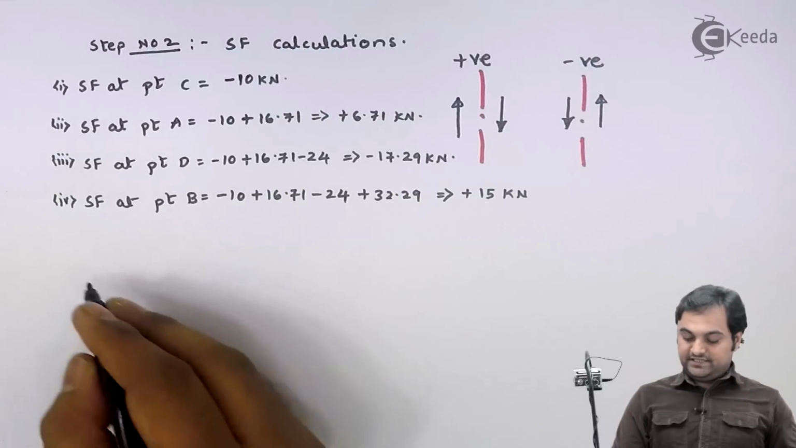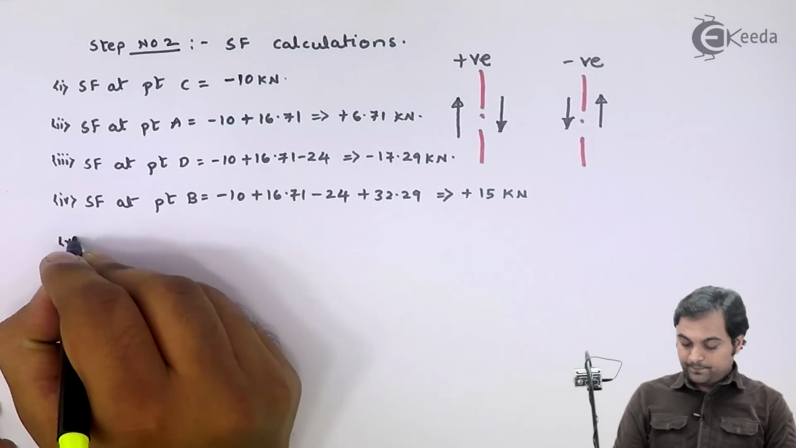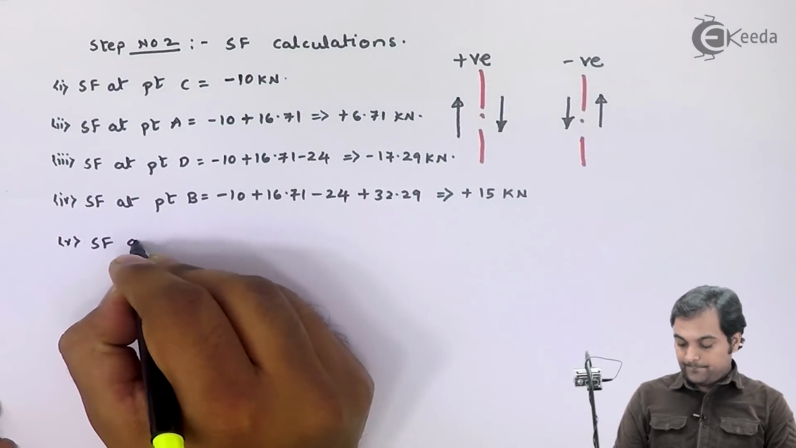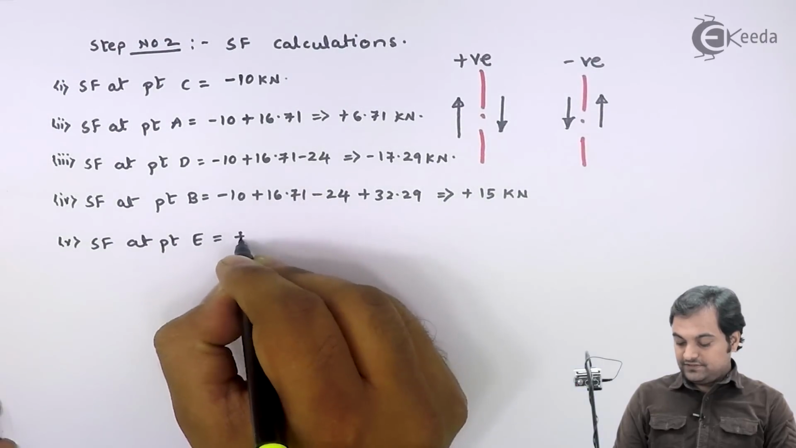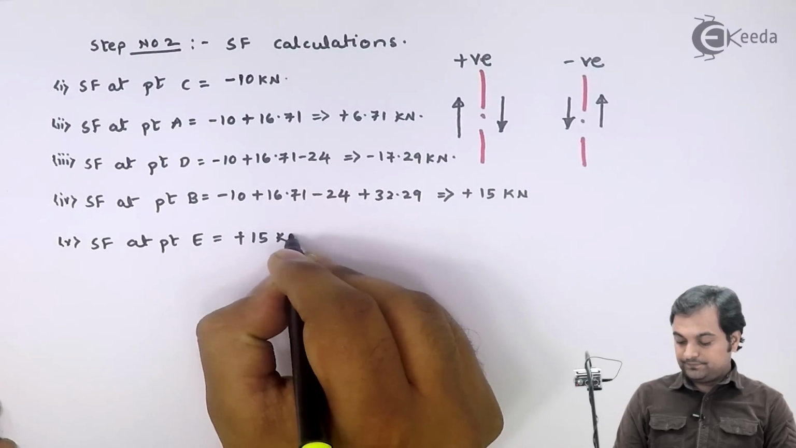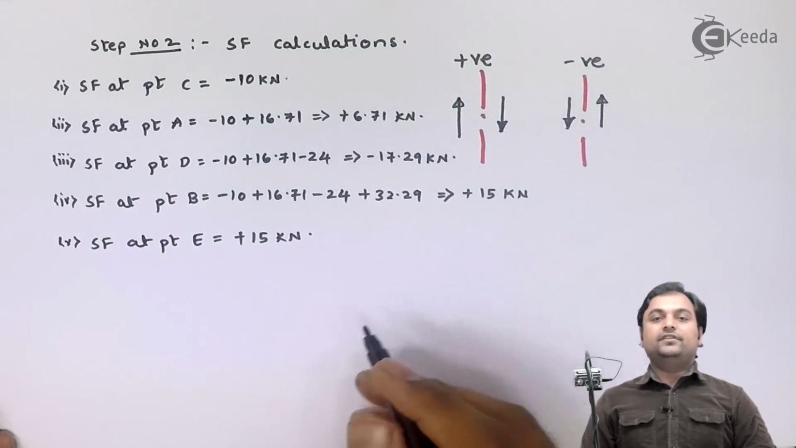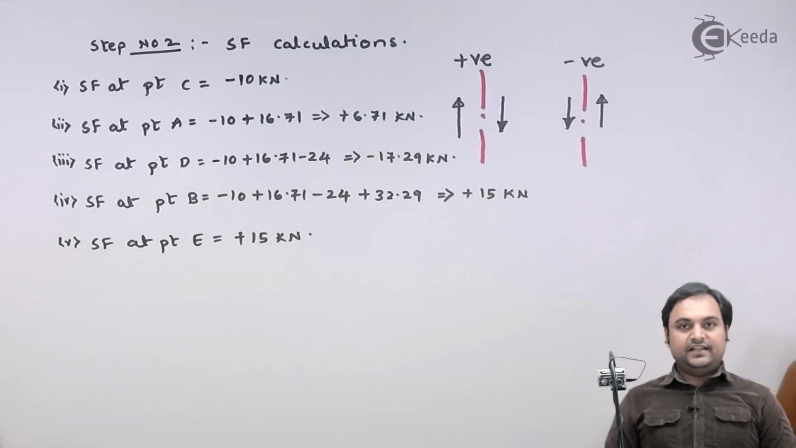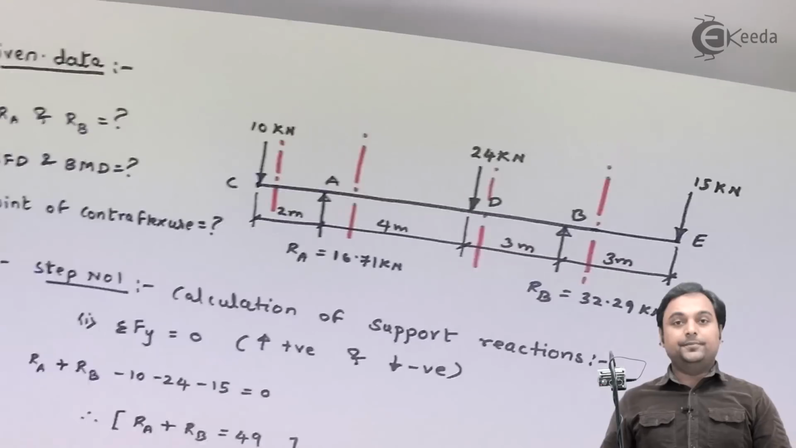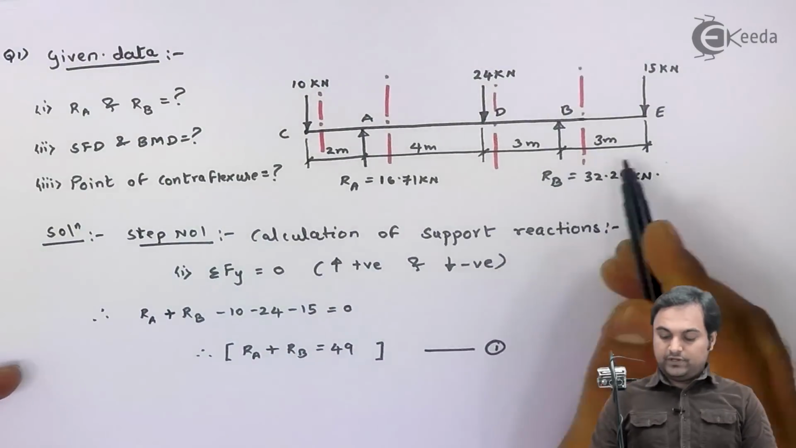So I say that SF at point E is equal to plus 15 kilonewton. So these are the SF calculations. Now I would be drawing the SF diagram. For that I have to draw the beam once again. So this overhanging beam, I will draw it again.